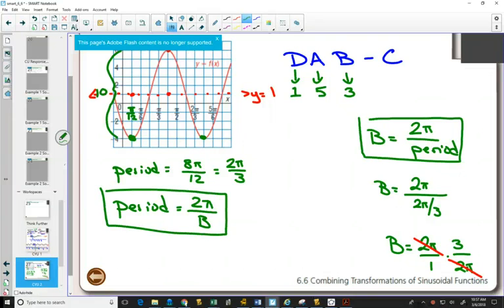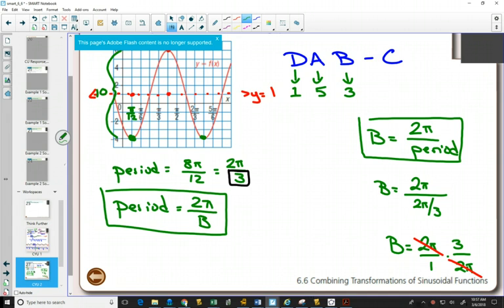Right? Can you see that we had our period to be 2 pi over 3? I wonder what B is if it's written that way. So if you can write your period as 2 pi over something, then whatever that something is will be your b value. So there's another way that you could have found your b value.